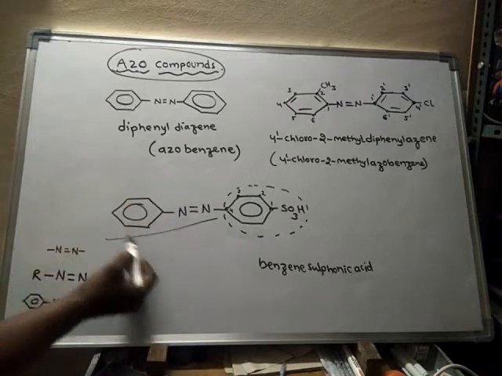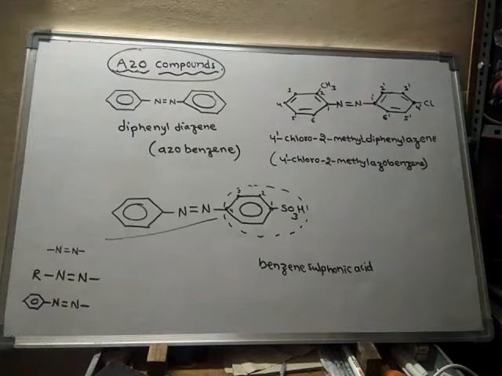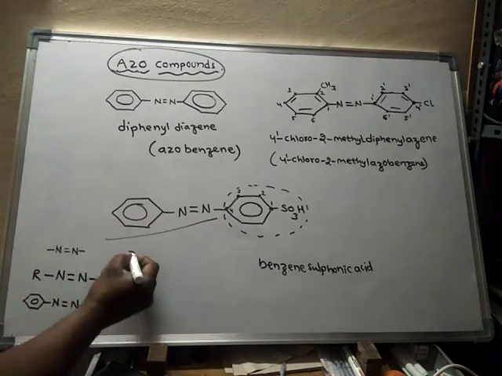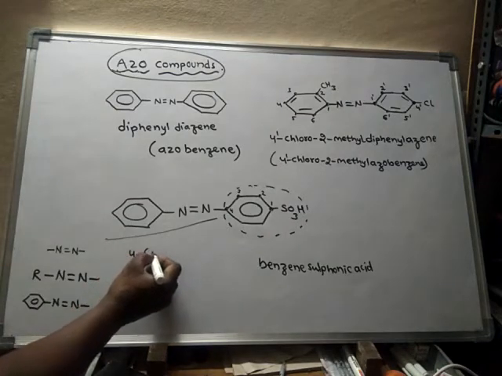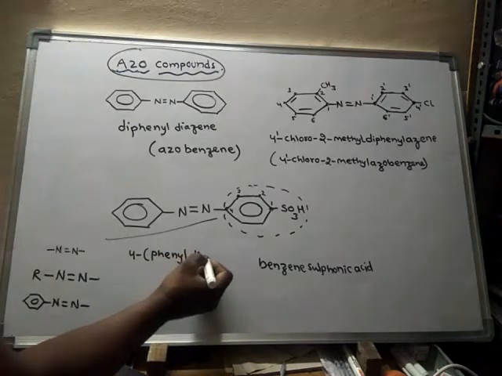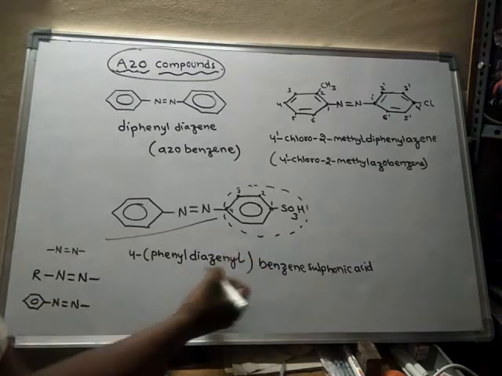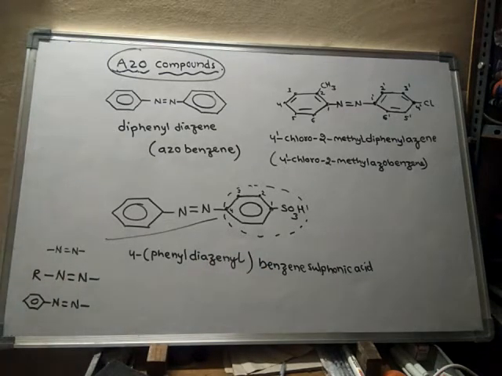Which group will you find here? Here a phenyl diazenyl group substituent is present, and it is a complex substituent. On which carbon? Fourth carbon. Hence 4 phenyl diazenyl, 4 phenyl diazenyl benzene sulfonic acid. So this is the name of the compound.